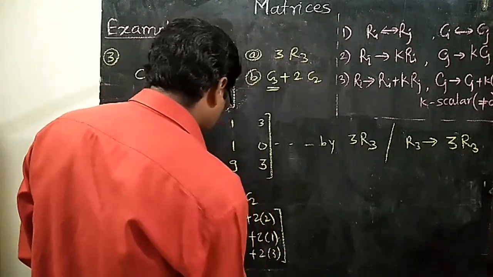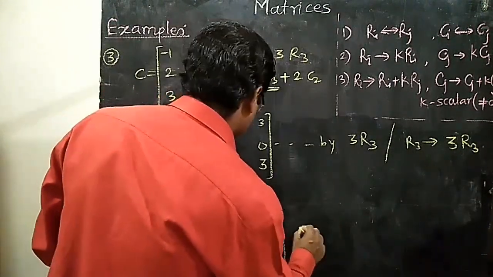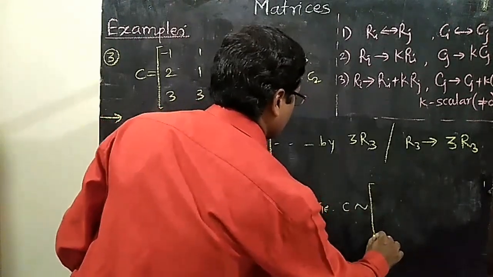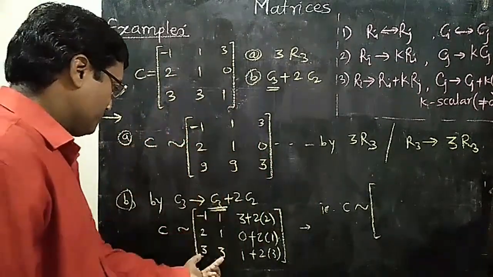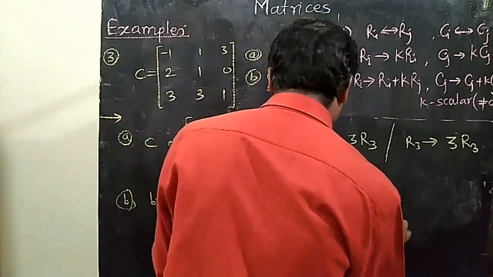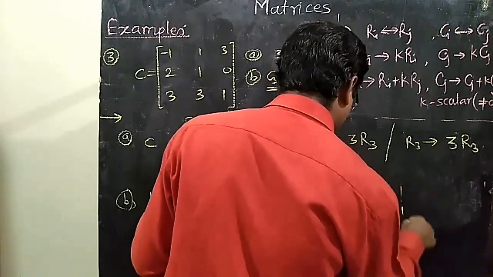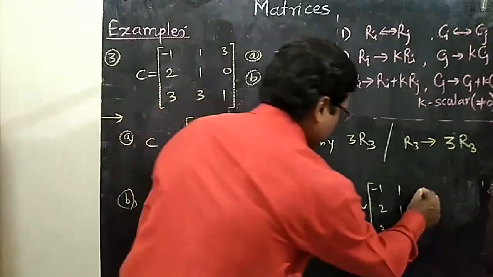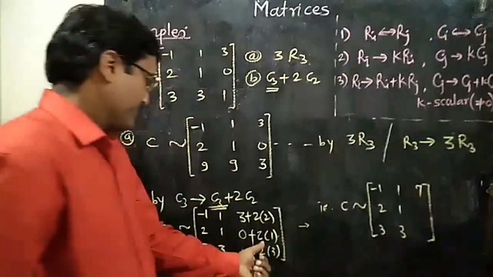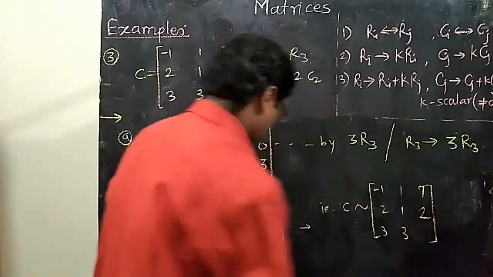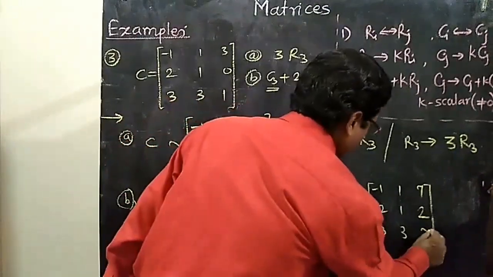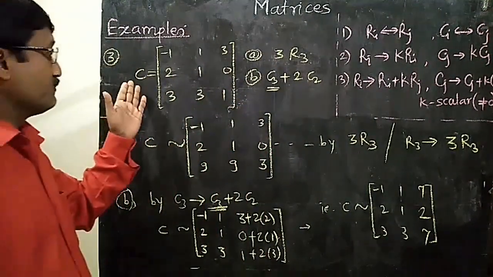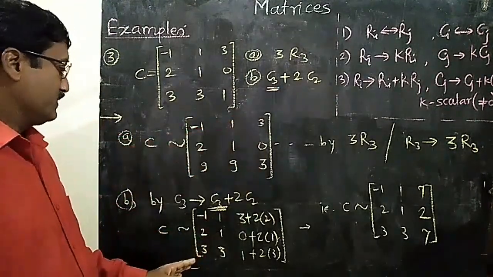So in the next step we can write that C is equivalent to, what is this? Again the first two columns are the same, minus 1, 2, 3, 1, 1, 3, no change in the first two columns. Third column: 3 plus 4, that is 7. 0 plus 2 is 2, and 1 plus 6, that is 7. So this is the resultant equivalent matrix of the given matrix C by this operation C3 plus twice C2.